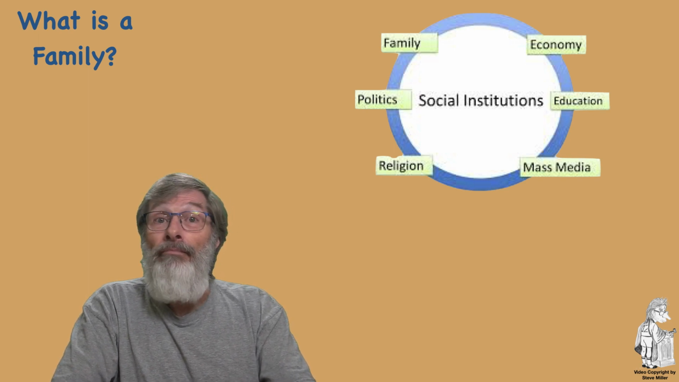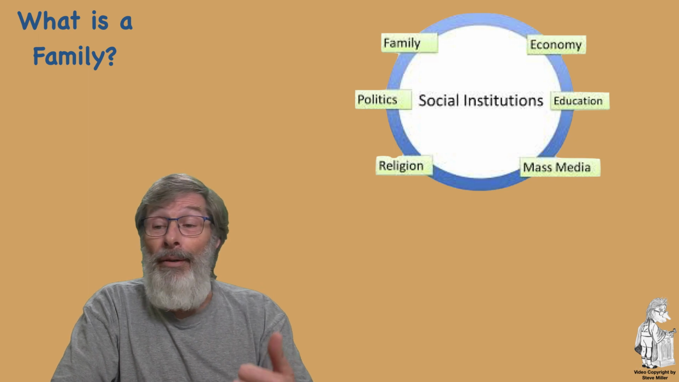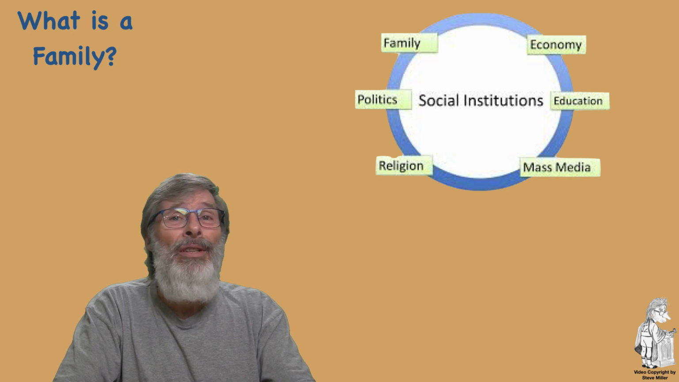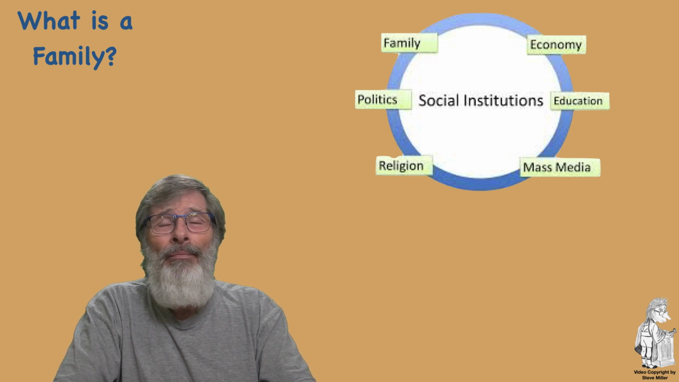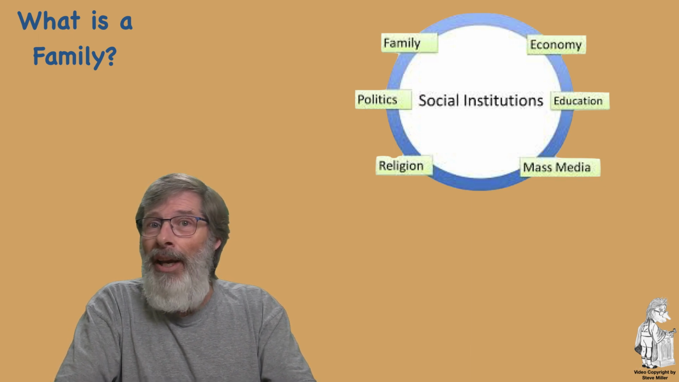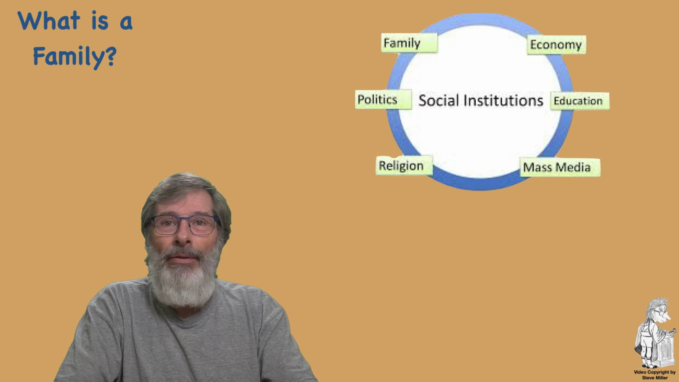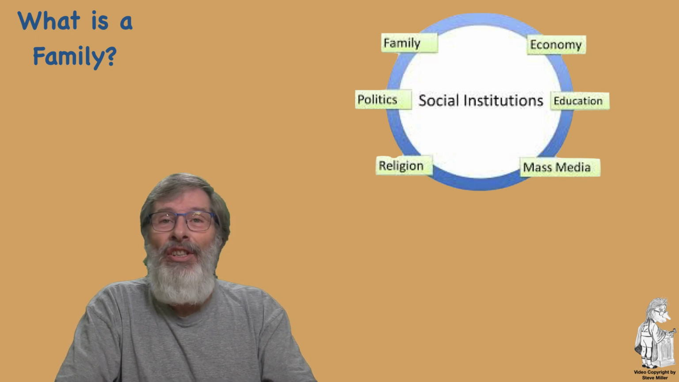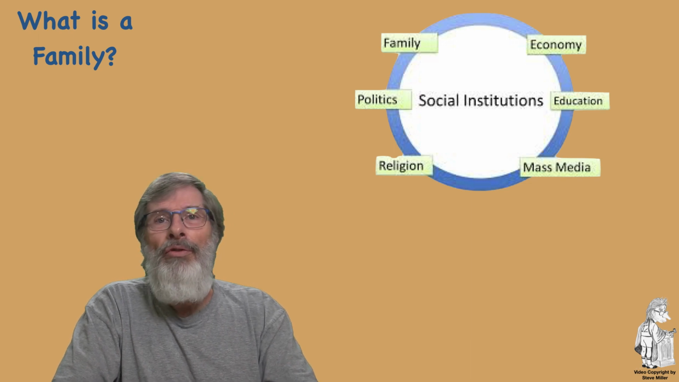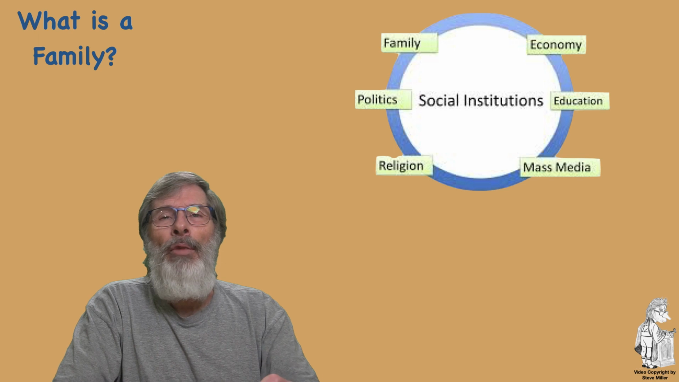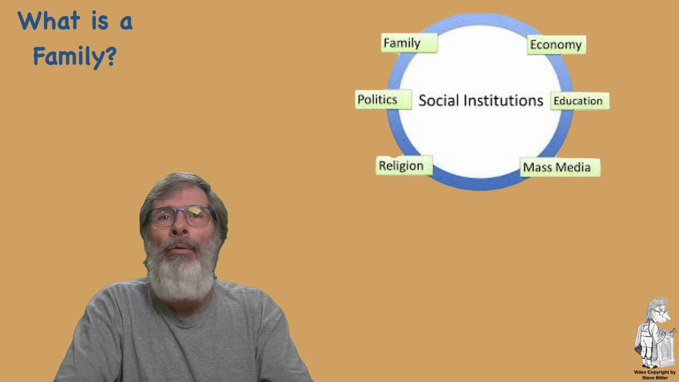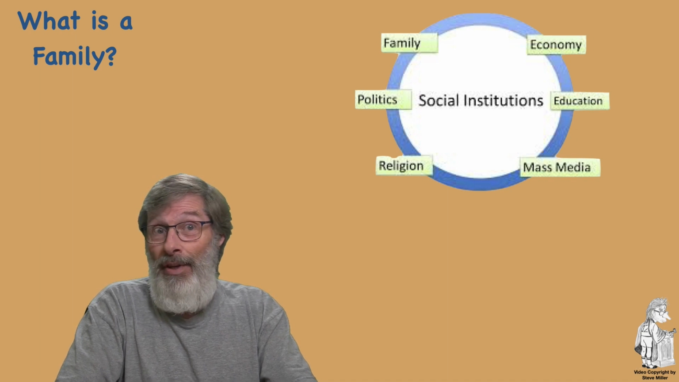Other institutions other than family include the economy, education, healthcare, religion, politics, mass media. These are all structures of relationships and are organized social activities, and they address a central activity or a social need. Social institutions are enduring. That just really means that they've been long-lasting and have been around for a while. All of those social institutions have been around for over 100 years, as an example.